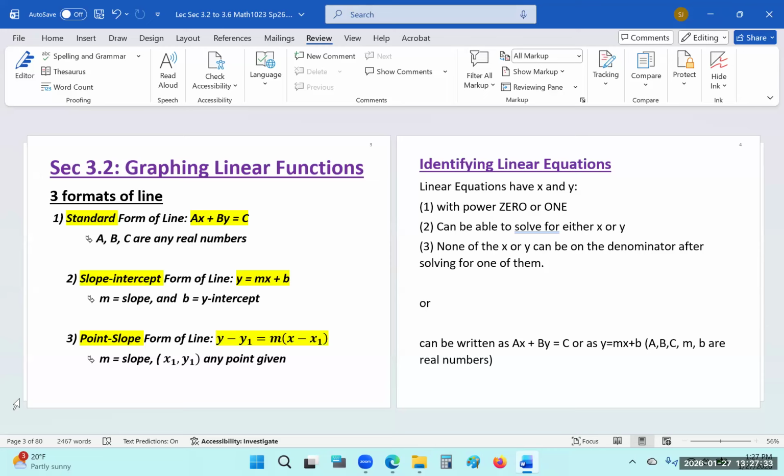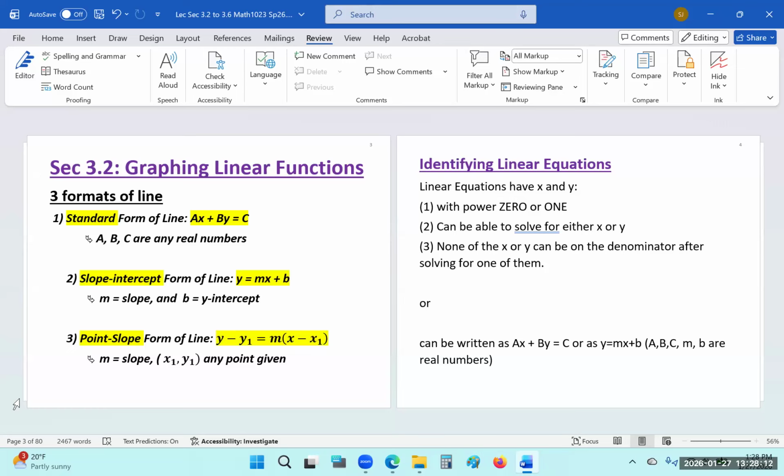Then the third format is called point-slope form. It's called point-slope because we can see a point on the line and the slope of the line in this format. We write y minus y1 equals m times x minus x1. The m is the slope, and x1 and y1 combined are the point we have on the line. So x1, y1, and slope m are all real numbers, and x and y are just variables required for writing any equation.